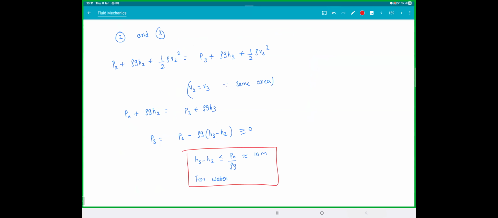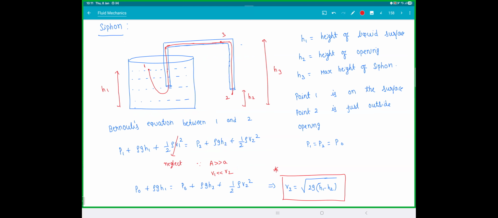Clear with the siphon? There, those are the 4 concepts. One is your velocity of efflux. Then you have your Magnus effect. Then you have your siphon and venturi meter.